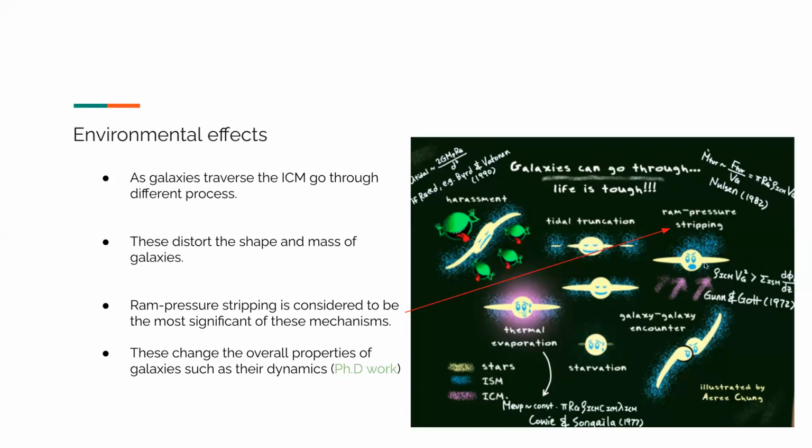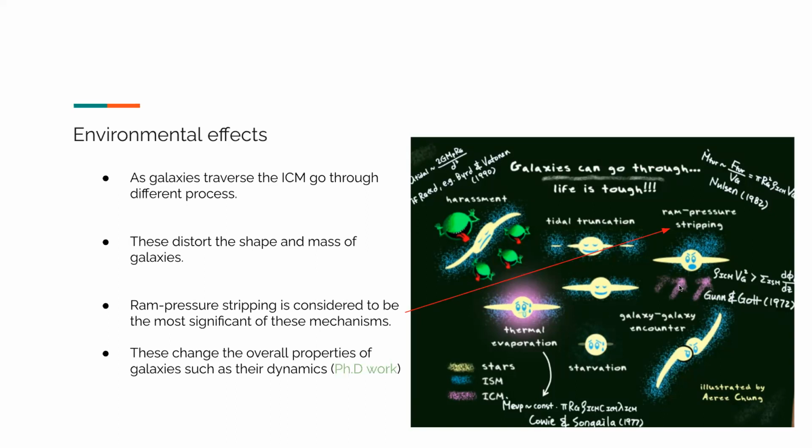And the ram pressure stripping, which is highlighted on this nice cartoon by Areshang, is deemed to be one of the most significant of these mechanisms in galaxy clusters. What ram pressure stripping is essentially is that as the galaxy is falling towards the center of the cluster, it gets its gas stripped out by this intra-cluster medium. So you get this ram pressure stripping, that's the gas, it's the interstellar medium of the galaxy. You can see it's losing it there.